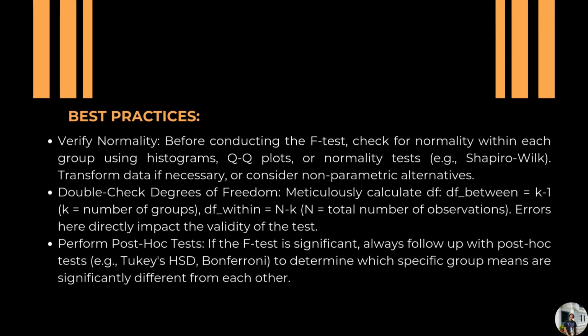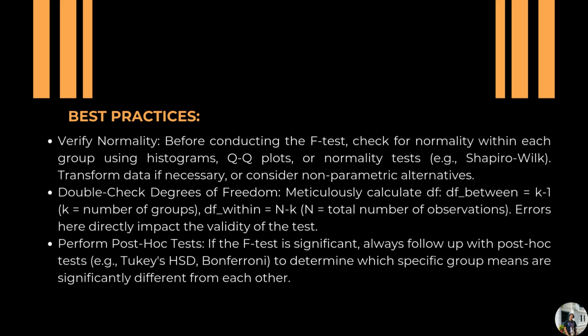First is verify normality. Before conducting an F test, check the normality of each group using histograms, QQ plots or normality tests. Transform data if necessary or consider non-parametric alternatives.